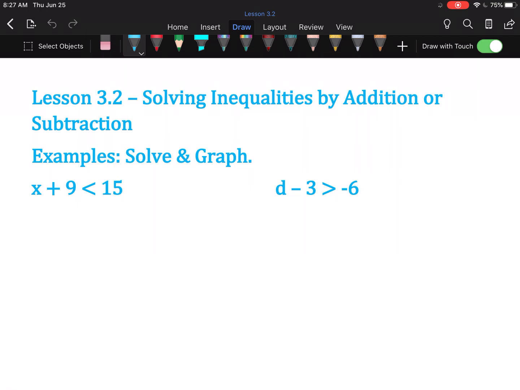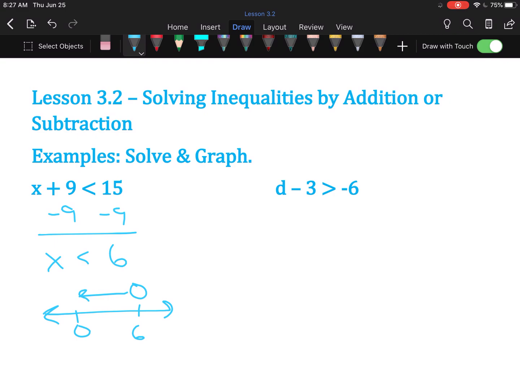So x plus 9 is less than 15. We will subtract 9 to get x is less than 6. Throw down a number line, put 0 and 6 on it. Less than 6 is an open circle, arrow to the left. I am going to go through these pretty fast.